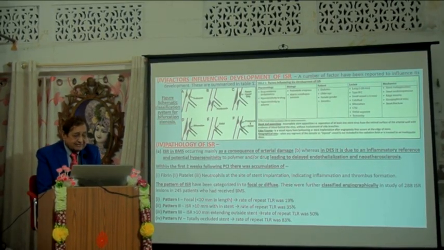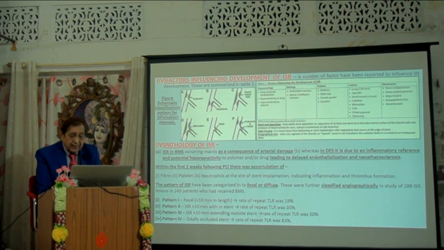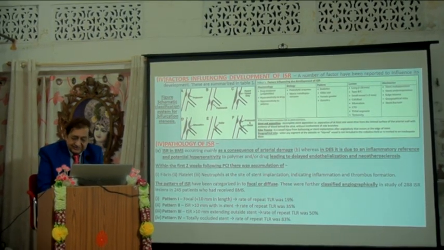Second pattern, ISR more than 10 millimeters within the stent. The rate of repeat TLR was 35%. Pattern 3, ISR more than 10 millimeters extending outside the stent. The rate of repeat TLR was 50%. Pattern 4, totally occluded stent. The rate of repeat TLR was 83%.